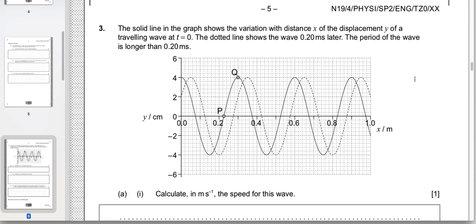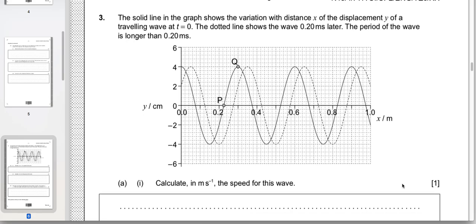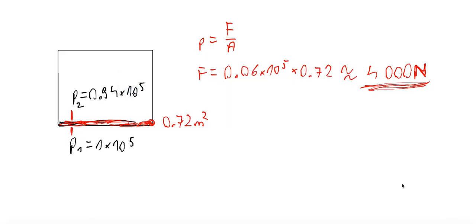Okay, nice. Exercise number 3. We have a wave. The dotted line shows the wave 0.20 milliseconds later. The period of the wave is longer than 0.20 milliseconds. Calculate in meters per second the speed of the wave.